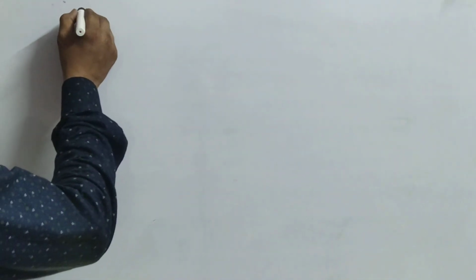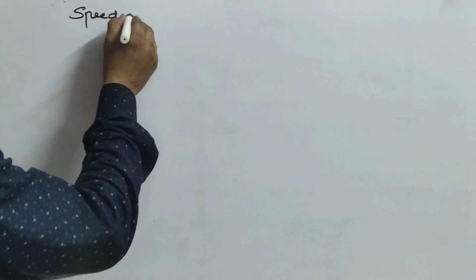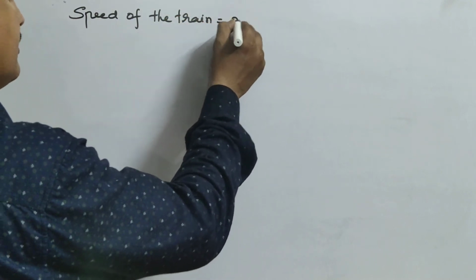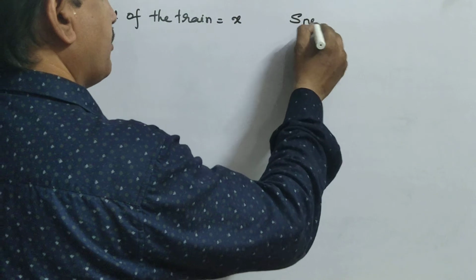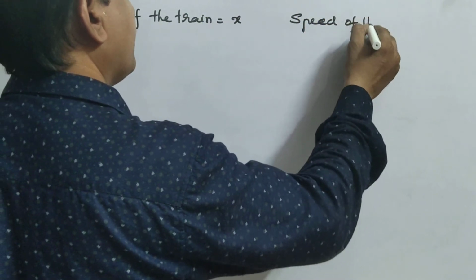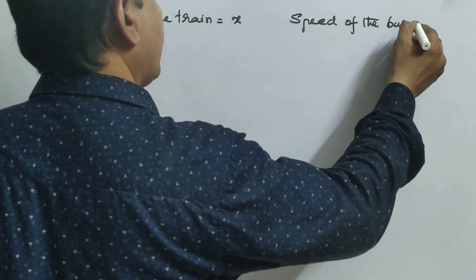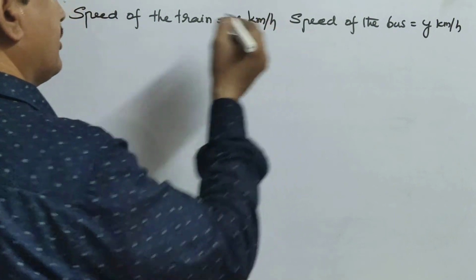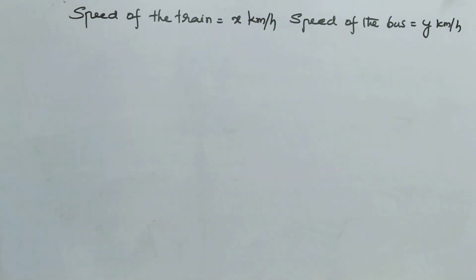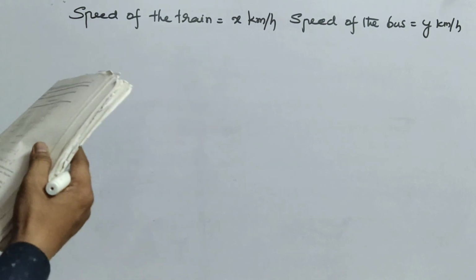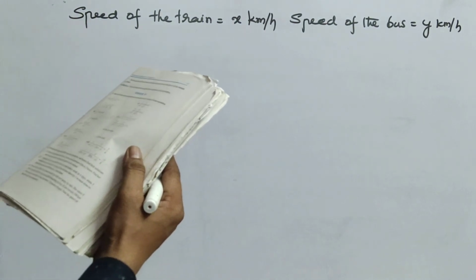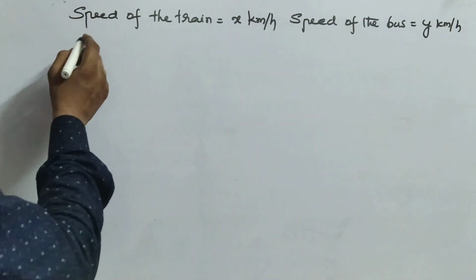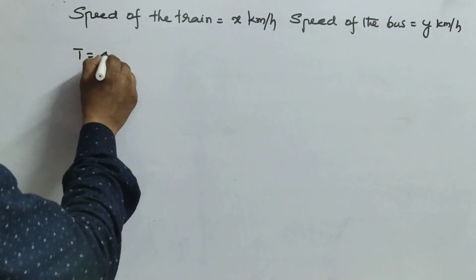So the speed of the train and the speed of the bus is being asked. Whatever they are asking, we don't know. So the speed of the train we will take as x, and the speed of the bus we can take as y kilometers per hour. Okay, next. Coming to the question again. Rohi travels 300 kilometers. Okay, the total distance is 300. She takes 4 hours of time. That means the total time is 4 hours.